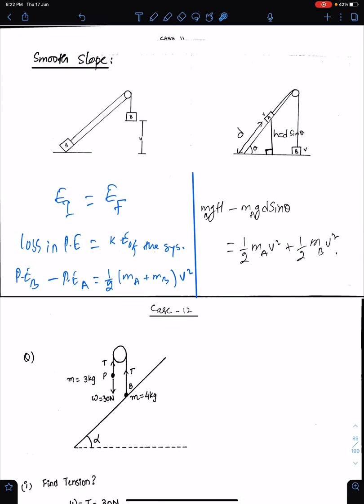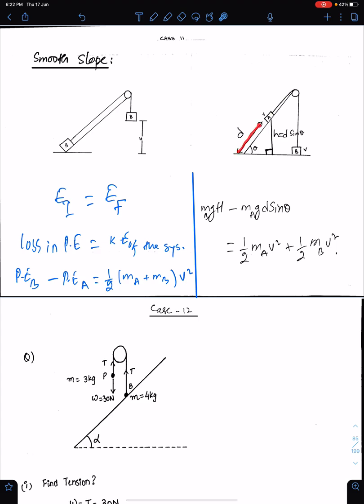Case 11. Given that the slope is smooth and the question is find the velocity of the system. In fact, find the speed of the system. So by using the law of conservation of energy, we can get this. When the system is released from rest, then B will move in this direction and A will move in this direction. Given that weight of B is greater than weight of A, or B is heavier than A, this is the point where B hits the ground and A is here. Since in one string speed remains same, therefore speed of B is V and speed of A is also V.